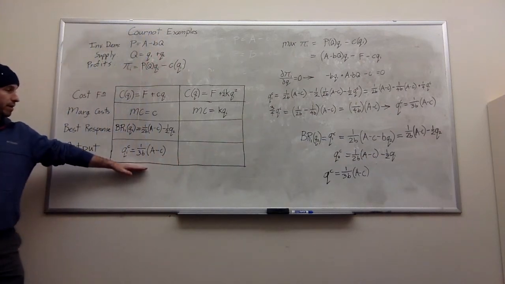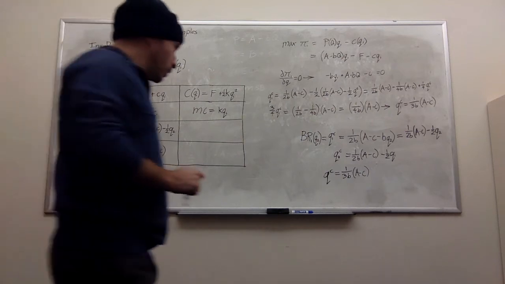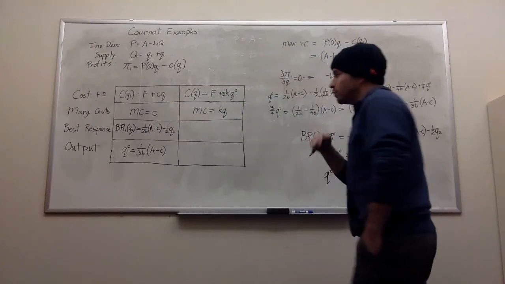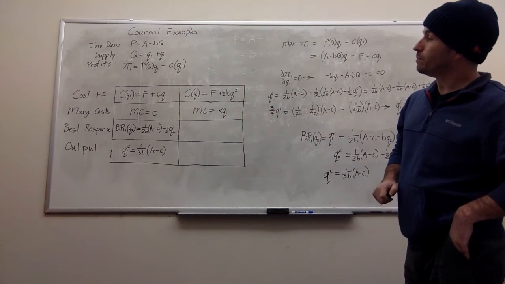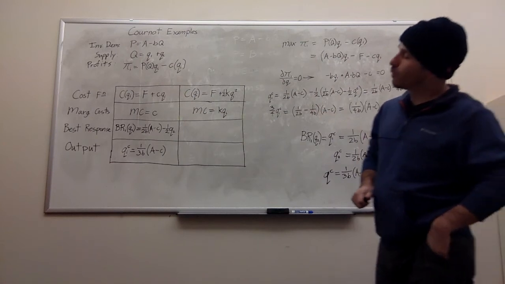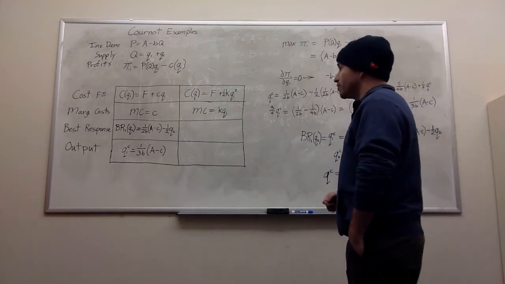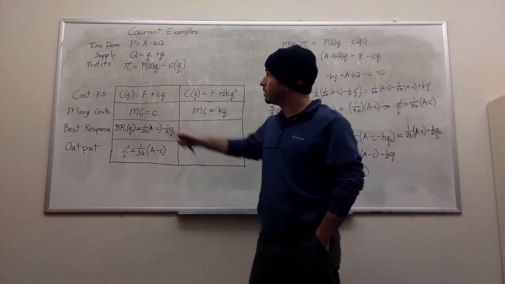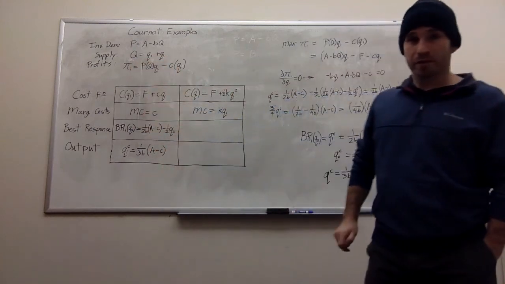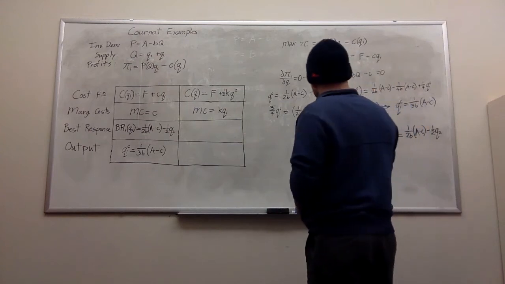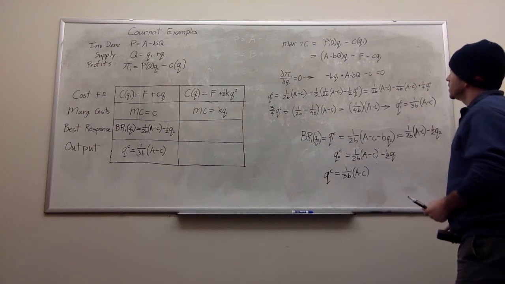Basically, for either one of them, their individual output is going to be 1/3 of 1 over b times a minus c, and the total market output, big Q, is just going to be 2 times that, so it'll be 2/3 of 1 over b times a minus c. All right.